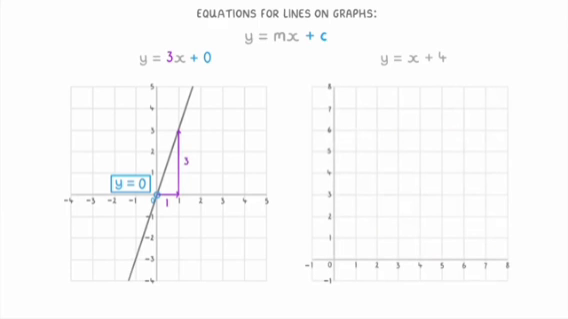For the other one, if there's no number in front of the x, then it's effectively 1x, so the gradient is 1. And the plus 4 tells us that it intercepts the y-axis at positive 4.